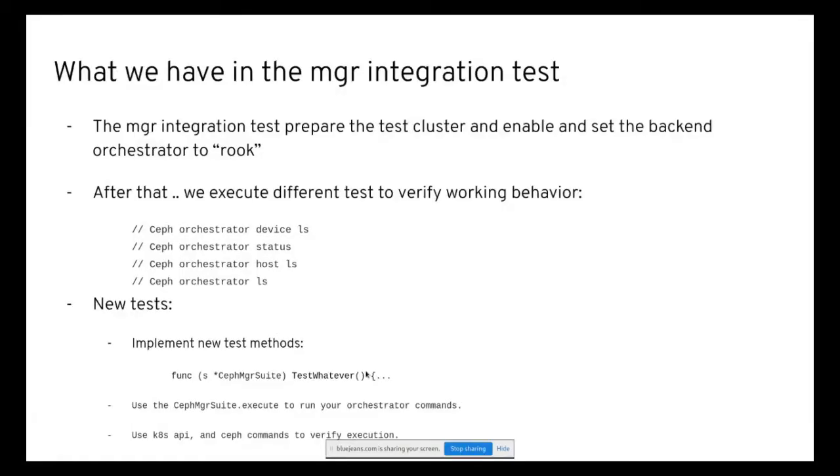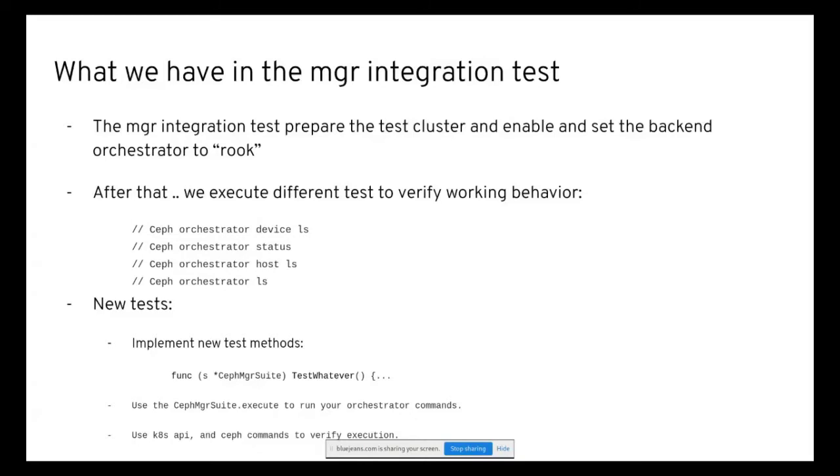The other thing important is, if you take a look at the code in the integration test, it's very simple. Basically, what we are doing is just to be sure that when we have the Ceph cluster up and running in the Kubernetes environment, the Rook orchestrator module is enabled and is set as default.